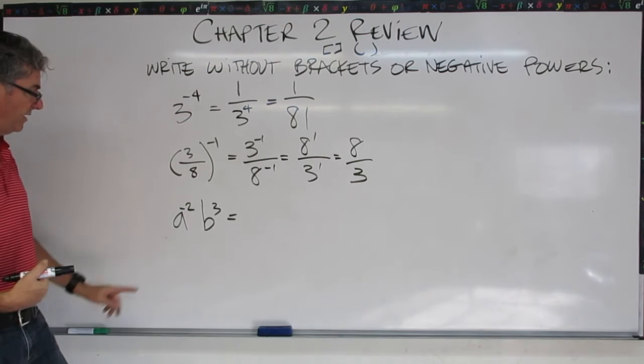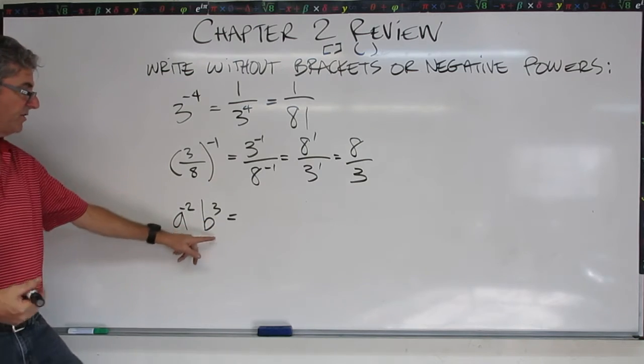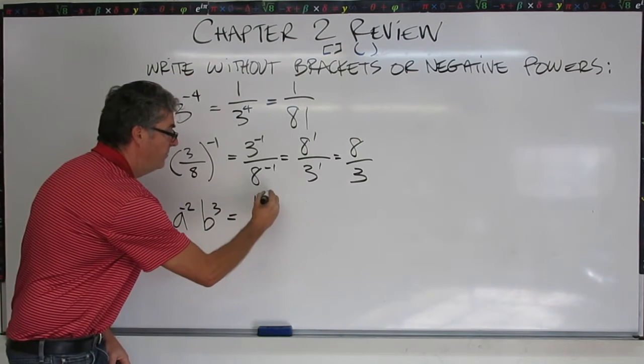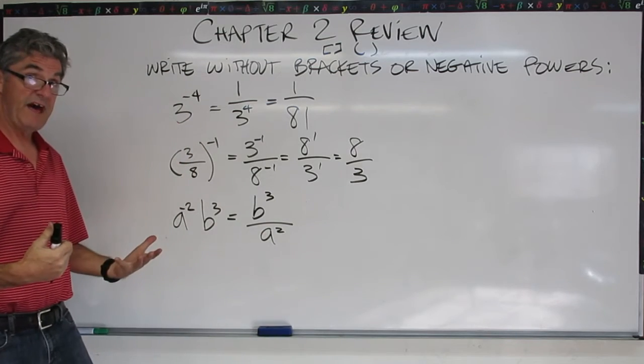Okay, let's do this last one. a to the negative 2, b to the 3. So I've got multiplication here. This is just going to let me do b to the 3, bring this one down, a to the 2. And we're done with that.